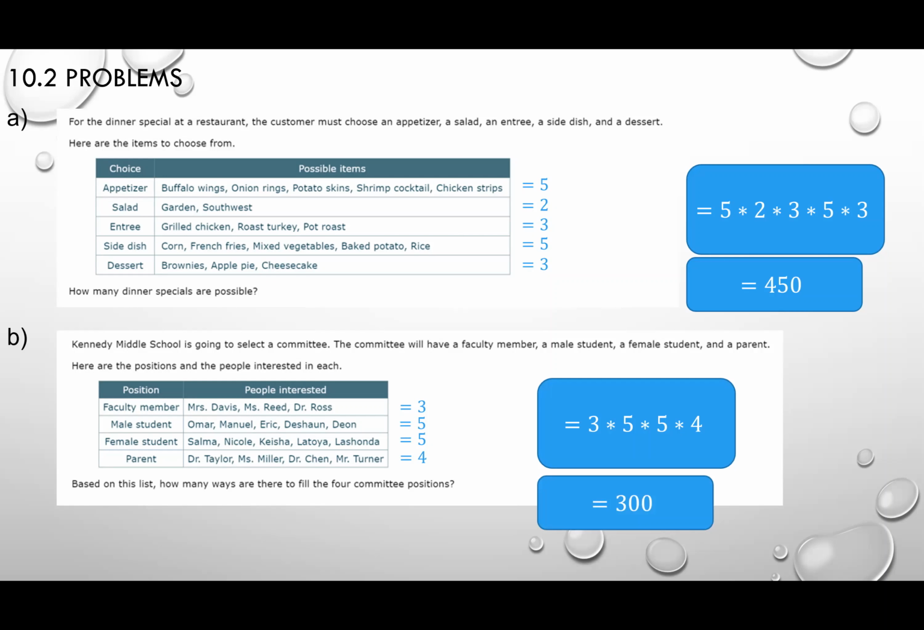So again, your calculator can help you out with that. But let me ask you guys a question here in terms of how to attack this problem. If they give you the total of possible items, how do you find the total mix and match items?